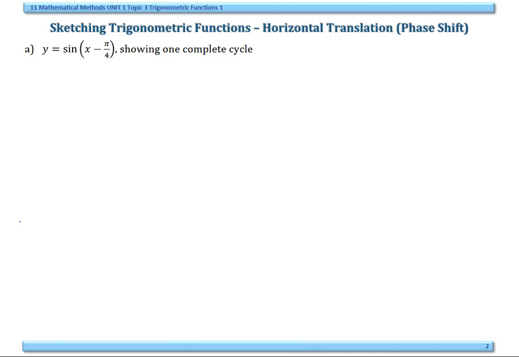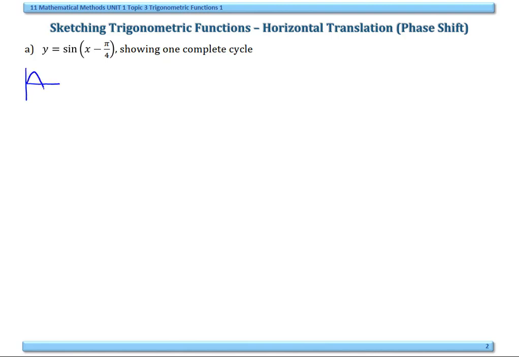This is one of a series of videos on sketching trigonometric functions, and this one is looking at the horizontal translation of what's known as a phase shift. So we're going to start with just looking at a phase shift, nothing else. And again, our first step is always the same. It's a sine curve. What does your basic sine curve look like?